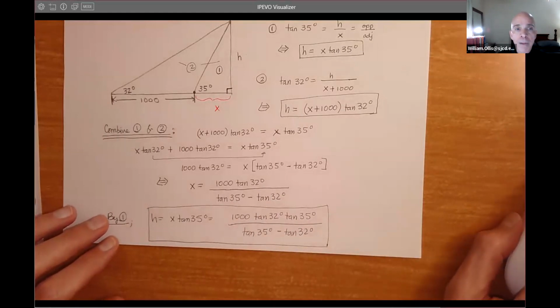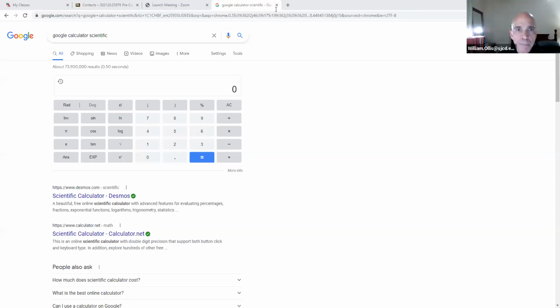Okay, so we'll go to Google. Let's see here. There we go. So let's go to Google and approximate this. I love Zoom. This is so nice. Okay, so here we've got, let's do parentheses 1000.